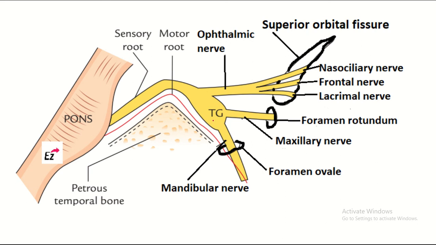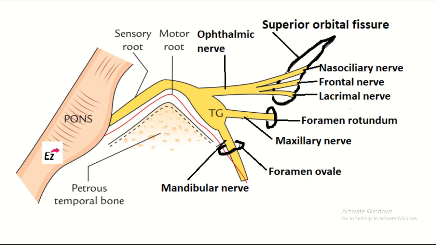So this is the trigeminal nerve. This is the trigeminal ganglion. From the trigeminal ganglion, three nerves arise: the ophthalmic nerve, maxillary nerve, and the mandibular nerve. The ophthalmic nerve is a sensory nerve, it has three branches: nasociliary, frontal, lacrimal. All three pass through the superior orbital fissure.